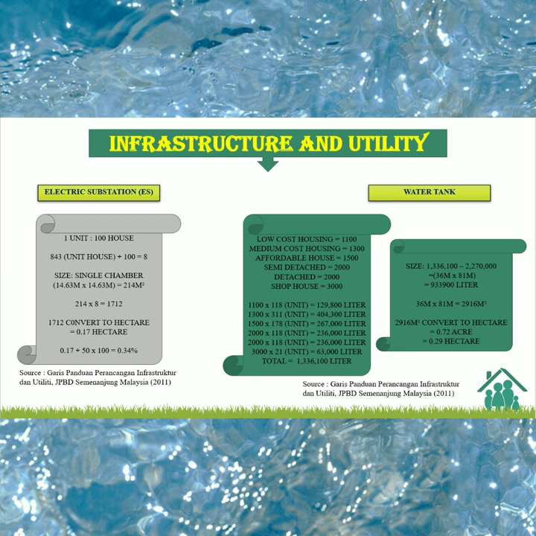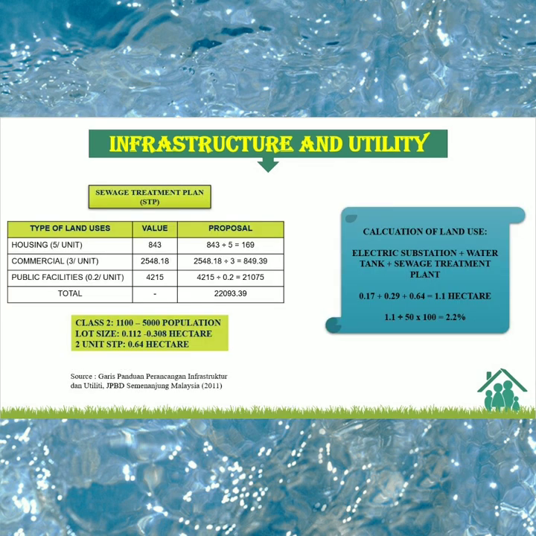0.34%. For water tank, we use 36 meter times 81 meter size equal 933,900 liter. This is because it can accommodate low-cost housing, medium-cost housing, affordable house, semi-detached house, detached house, and shop house. So, for water tank, we use 0.29 hectare for land. For sewage treatment plant, we choose class 2 equal 1,100 until 5,000 population and the lot size 0.112 until 0.308 hectare for 2 unit STP to be developed.